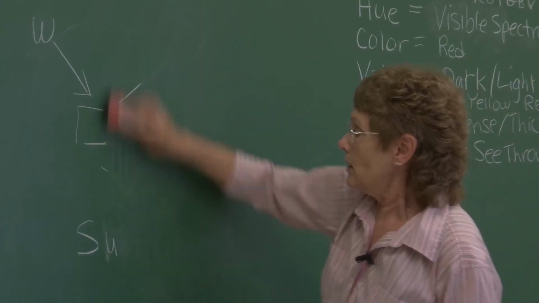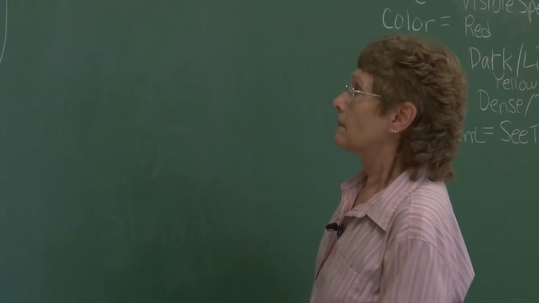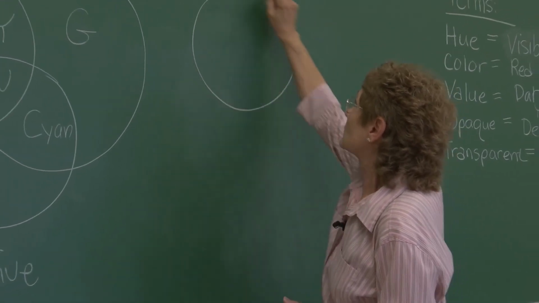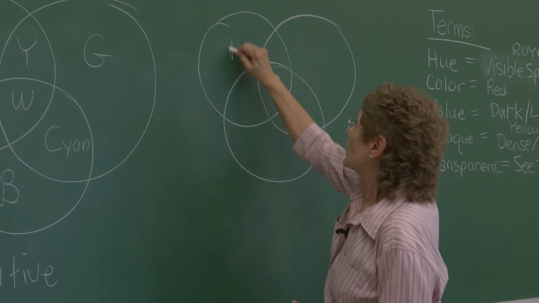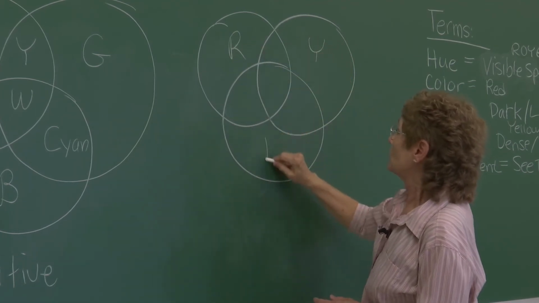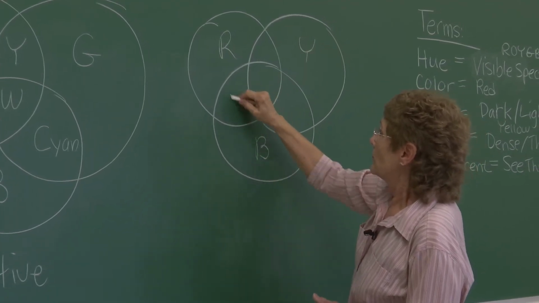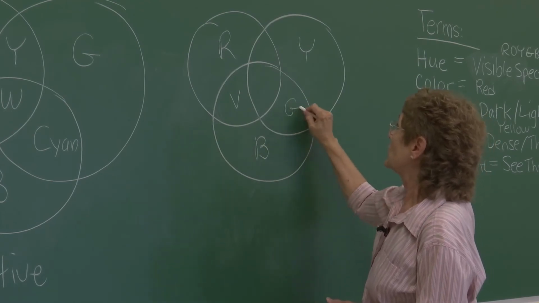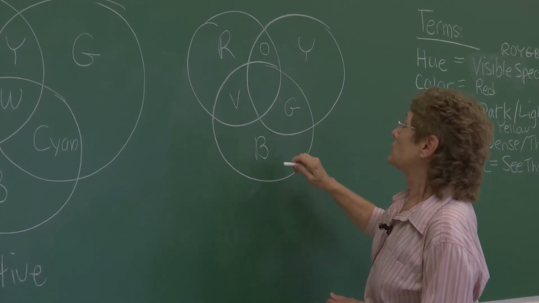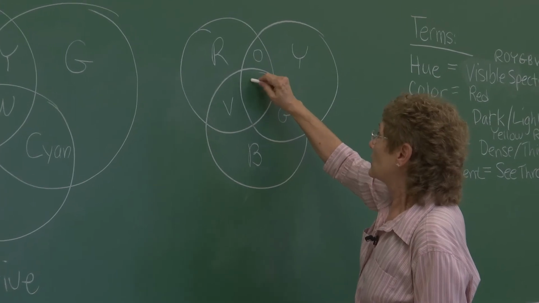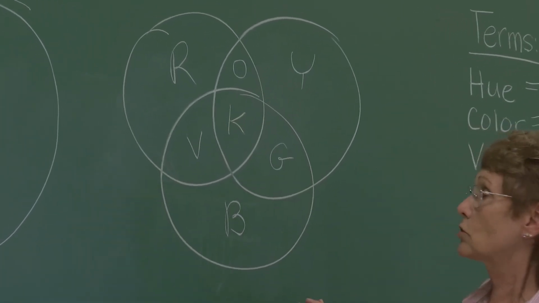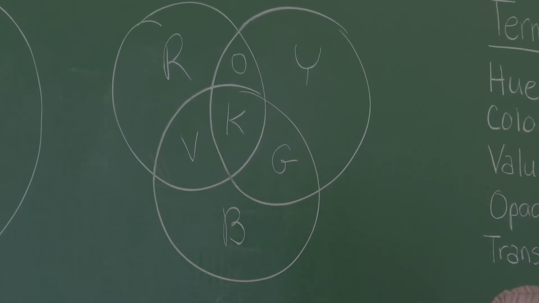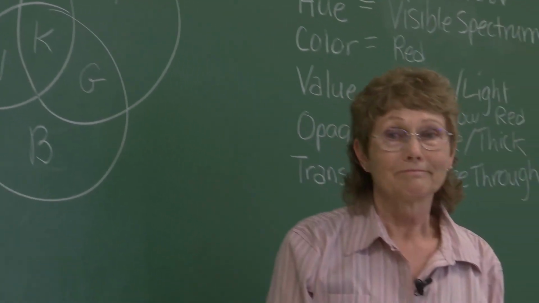So the pigment color wheel is going to look like this. Red, yellow, blue. Red and blue make violet. Blue and yellow make green. Red and yellow make orange. And mixed together you get a very dark brown or black. So that is a subtractive process, and that's what we'll be using in this class. Pigments.